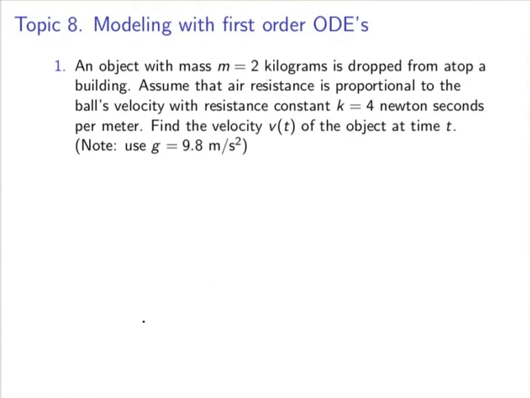But essentially what it says here is we have an object that's falling from atop the building. And we want to write out the formula for the velocity of the object. And velocity is denoted by V(t). t is time.